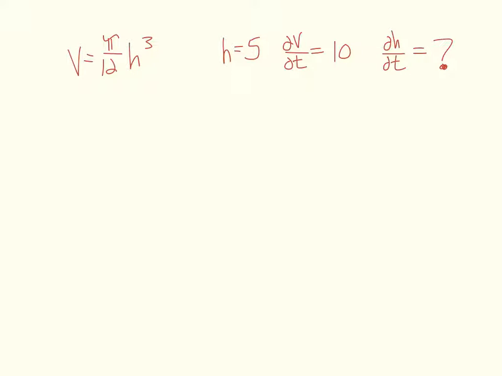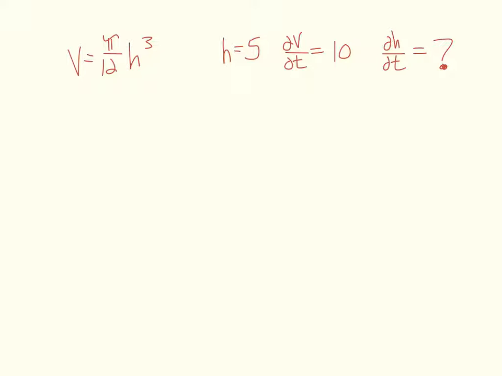From the previous slide, we have the volume equation all in terms of h. We have our given information that the height is 5, the rate at which the volume is changing with respect to time is 10, and that we need to find the rate at which the height is changing with respect to time. Now we can just take the derivative of both sides.